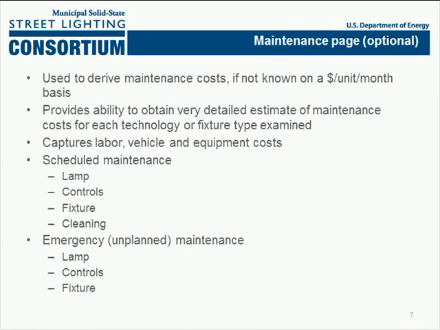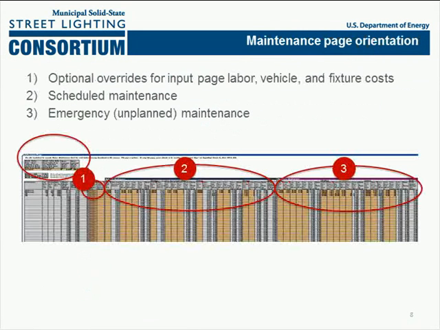There are 3 sections to the maintenance page. I'm actually going to talk about number 2 first. The scheduled maintenance section handles lamp replacements, controls replacements, fixture replacements, as well as any scheduled cleaning. And the 3rd section there, we've labeled it emergency maintenance. It might be better labeled unplanned maintenance. That is largely similar to the scheduled maintenance section, with the exception of lacking cleaning. We assume that no unplanned cleaning goes on.